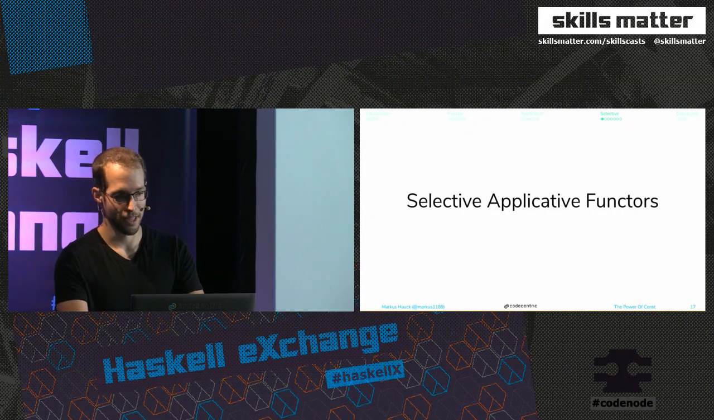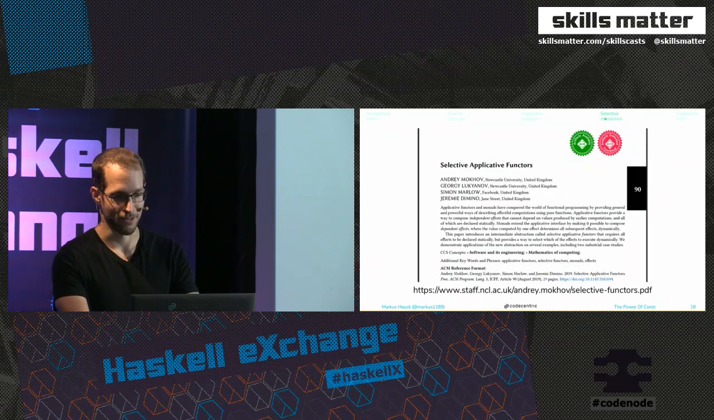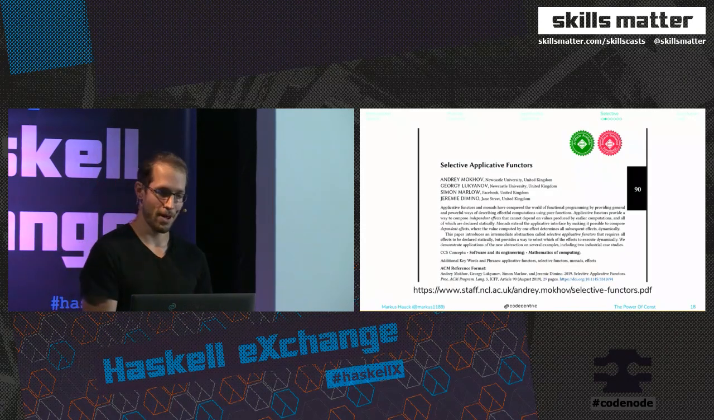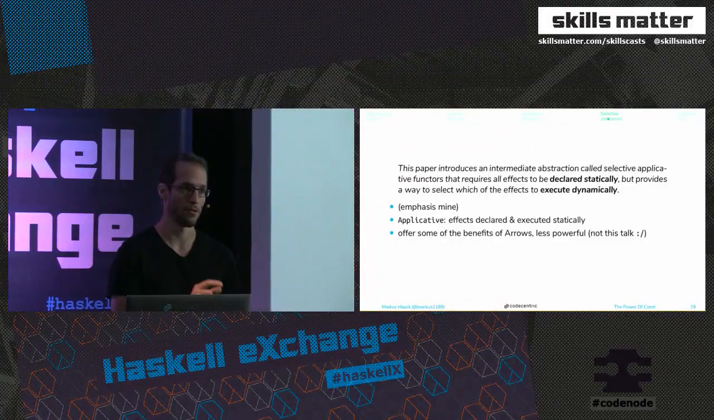Okay, so we've seen the functor and the applicative instance. Let's look at selective applicative functors. This was one of the more recent papers, which introduces another abstraction that sits between applicative and monads. What it gives you is that while applicatives statically determine the effects, and they are also executed statically, selective functors now allow you to execute those effects dynamically.